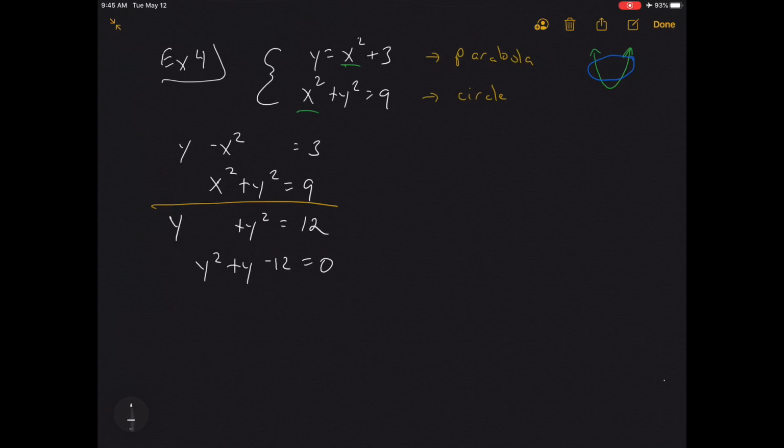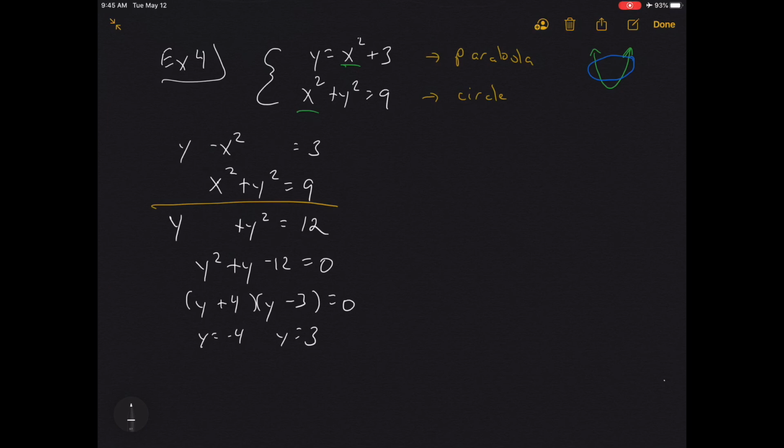So now we can go ahead and factor this thing. So if we factor, we're going to get a y there. The factors of negative 12 that are going to add up to positive 1 in the middle are going to be positive 4 and negative 3. So let's go ahead and solve that. So y equals negative 4 or y equals positive 3. So we have two different values that we have to test. And let's go ahead and see if this gives us some good values here.